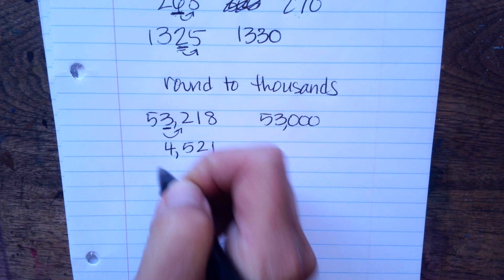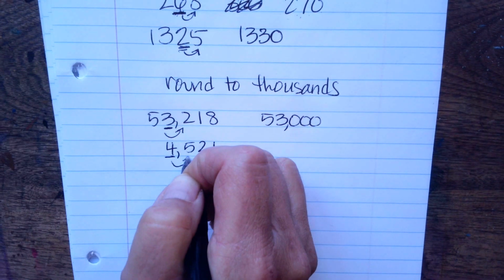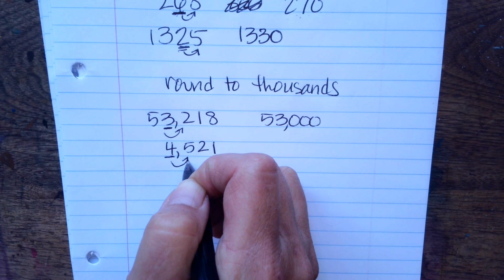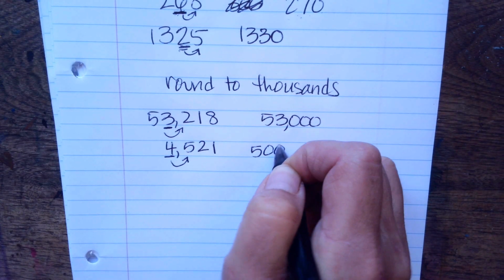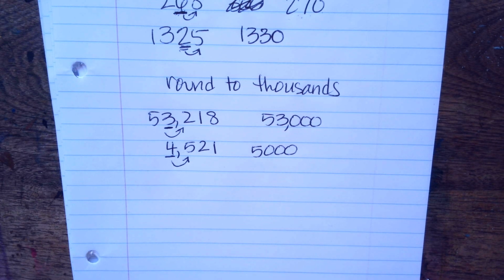We underline the thousands digit, 5 or more, let it soar, 4 or less, let it rest. This turns into a 5 and everything else turns into a 0.